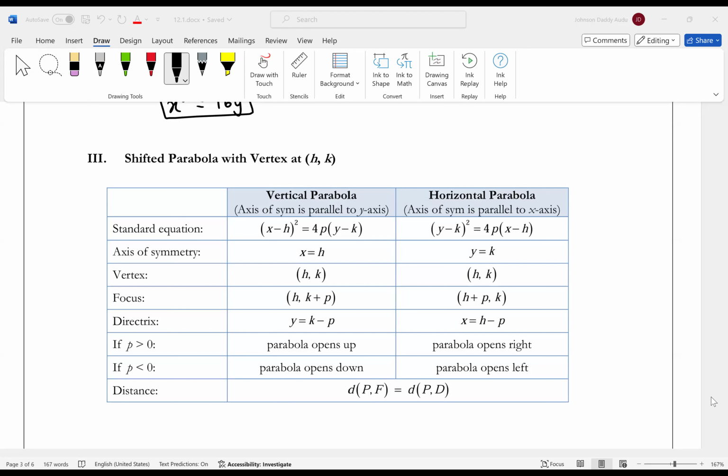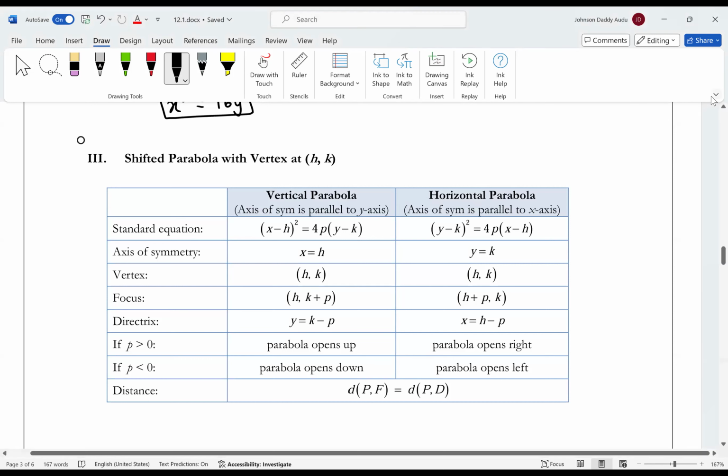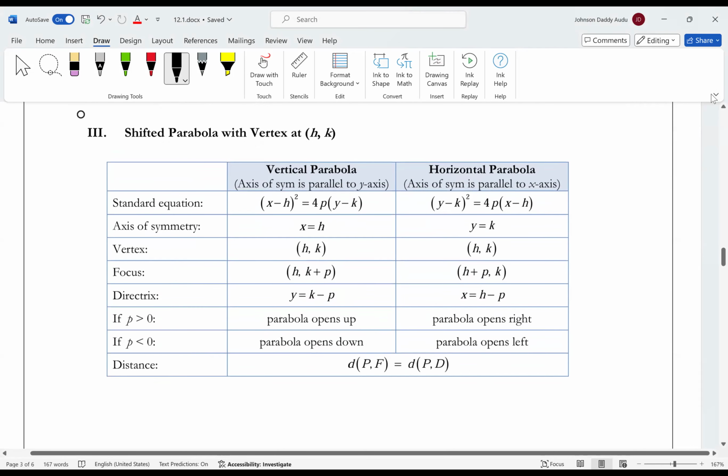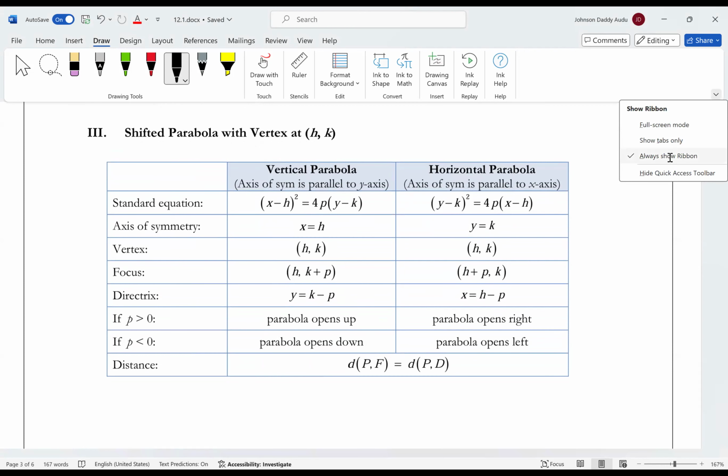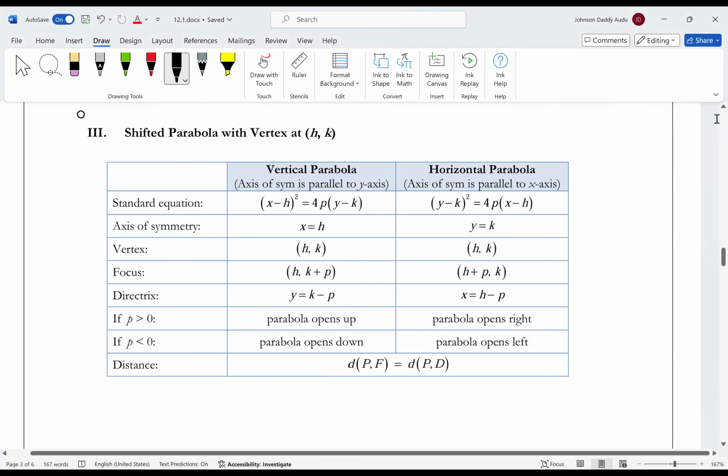All right, welcome back. So here we'll be looking at parabolas, what we call shifted parabolas. It means the vertex is no longer 0, 0. As you can see here, things will change a little bit in terms of the formula.